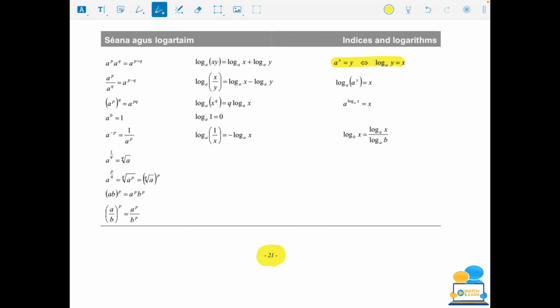Sometimes it's forgotten about, but this formula allows us to move between logs and indices. We're going to need that quite a bit towards the end of questions when we're getting our final answer. So just keep that formula in mind. Sometimes people can forget about it, but it's really useful. That formula is going to be super important, as are the rest of them, but I would say keep an eye on this one. We will be using that one quite a lot.